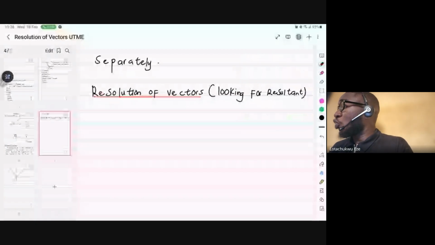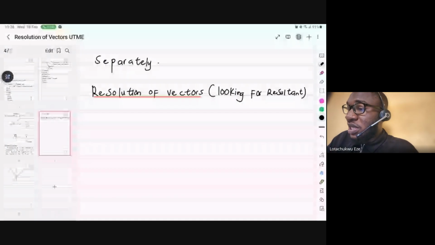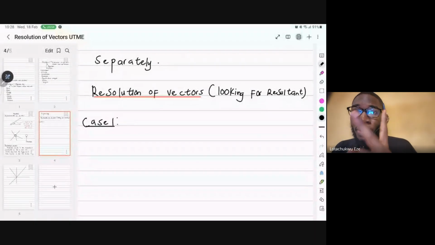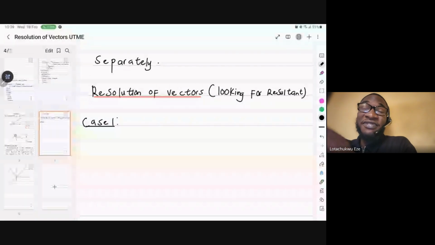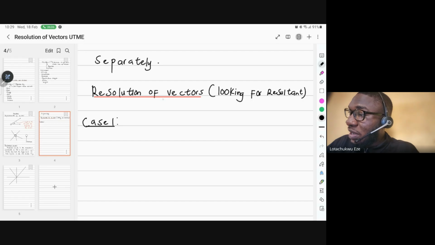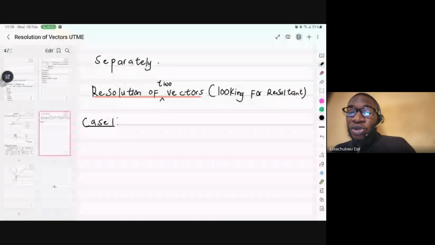So, different cases that we might need to look for the resultant vector. There are 3 different cases we might need to look for the resultant vector, right? And those cases are what we're looking at now. Sometimes you can have a case 1, when the vectors are acting, I'm talking about 2 vectors now. I've not entered the case where you have up to 7 vectors acting together. So resolution of what? Of 2 vectors. So I think I should just put it right here that I'm looking for the resultants for 2 vectors.